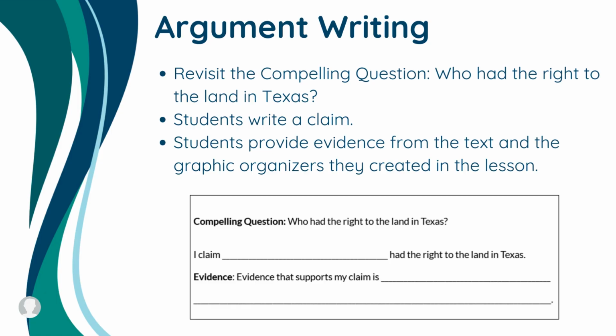Ending with argument writing is intentional because it forces students to pull together the treaty, immigration reasons, city growth, and economic activities into a coherent position: who had the right to the land. And they're practicing their historical thinking by making a claim and backing it up with evidence from their texts and sources and graphic organizers that they've made. They're not just restating facts.